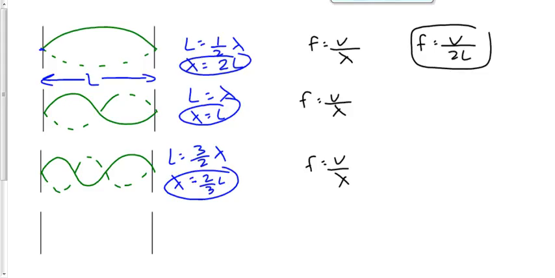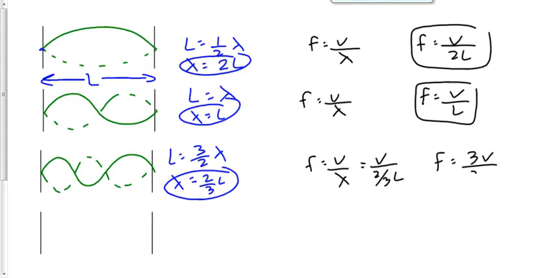The first frequency that would be produced when you pluck a guitar string is equal to the speed of the wave in the string divided by 2 times the length of the string. That's the first resonant frequency, the first standing wave that will be set up in that guitar string. The next one, F is equal to, well, we just replace lambda with L. F is equal to V over L. And the next one, we'd say F is equal to V over lambda, which is V over 2/3 L. I'm just going to simplify that a little bit. When I do, I get F is equal to 3V over 2L.